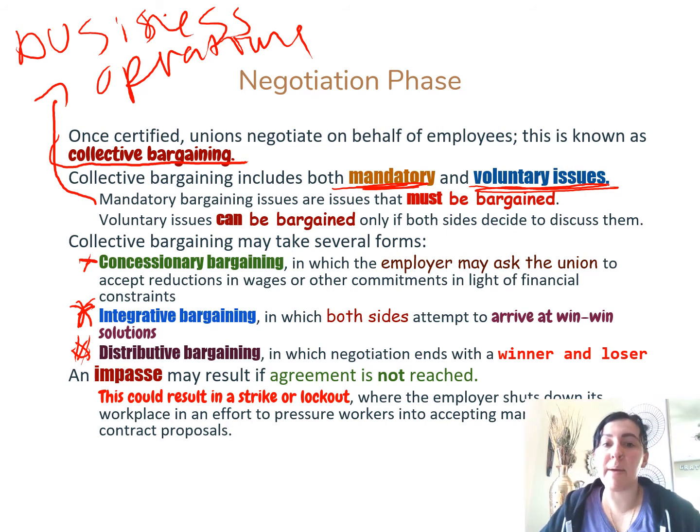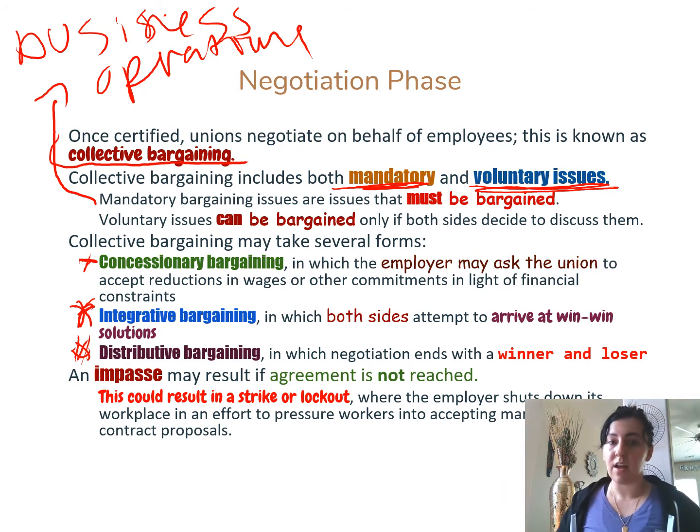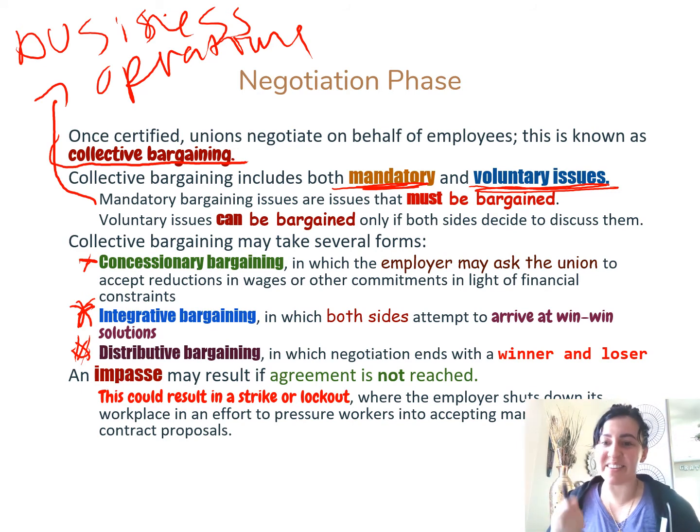And then an impasse could happen if both sides do not reach an agreement. If no one is okay with whatever's going on, then that can happen, which could lead to either a strike or a lockout, depending on which side is angry. Which side is getting the short end of the stick, right?